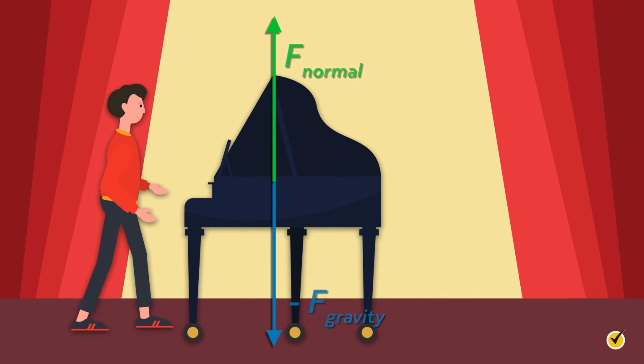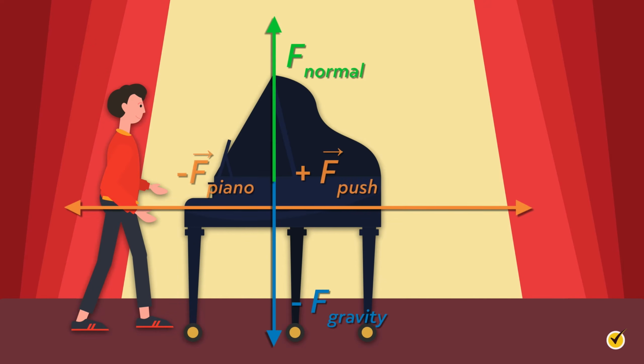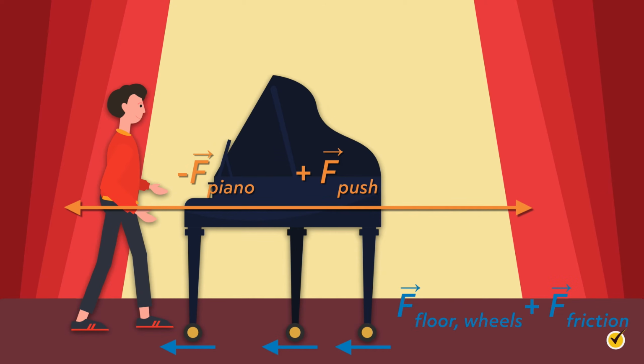The forces in the y direction, as we have seen, are the force of gravity downward and the force of the floor pushing up. In the x direction, we have the push force of the person in the positive x direction and the force of the piano pushing back in the negative x direction.